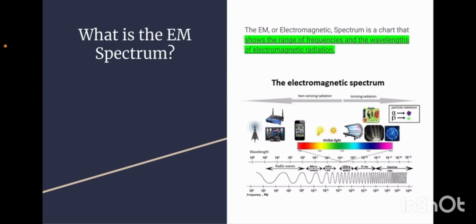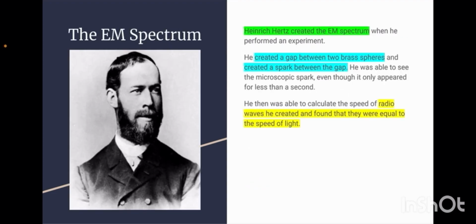EM spectrum. The electromagnetic spectrum is a chart that shows the range of frequencies and the wavelengths of electromagnetic radiation. The EM spectrum was created in 1887 by Heinrich Hertz when he performed an experiment where he created a gap between two brass spheres and created a spark between the gap. He was able to see the microscopic spark even though it only appeared for less than a second. He then was able to calculate the speed of radio waves he created and found they were equal to the speed of light.